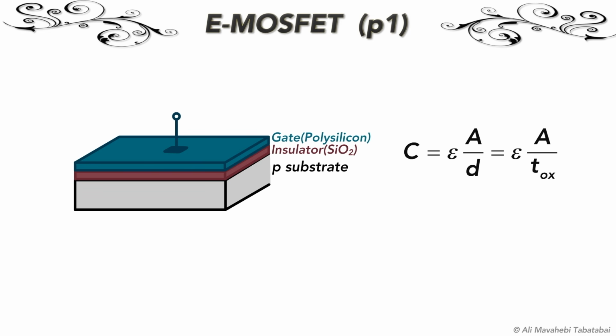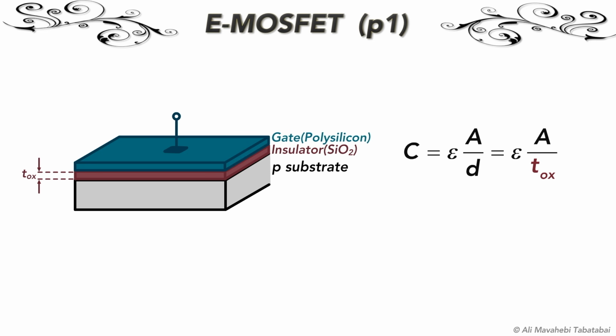Epsilon is the permittivity of the medium between plates or dielectric constant. A is the area of each plate, and d is the distance between the plates. We indicate the oxide thickness, which is the distance between the two conductor plates, by Tox, which stands for the oxide thickness.